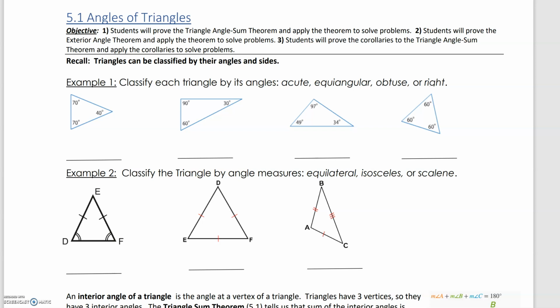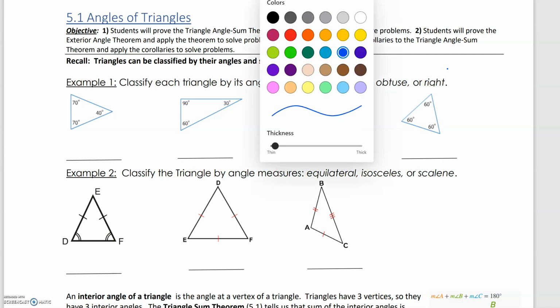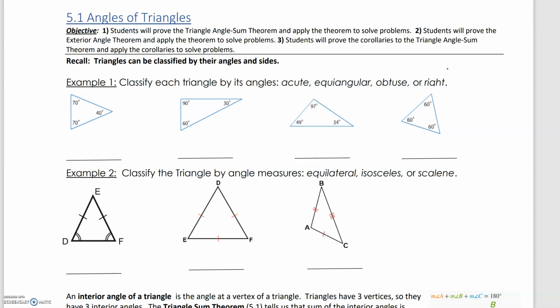In this lesson, 5.1, we're going to talk about triangles and some of the angles within a triangle and some of the angles in the exterior of a triangle. So the first relationship, we're going to just start with some review of naming.